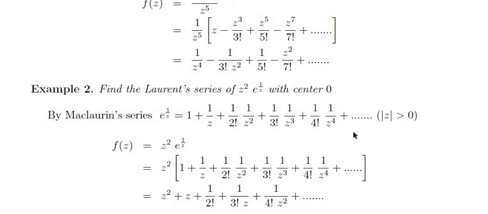That is, we know the expansion of e raised to z. Replace z by 1 by z, we get this series. That is the Maclaurin series of e raised to 1 by z.